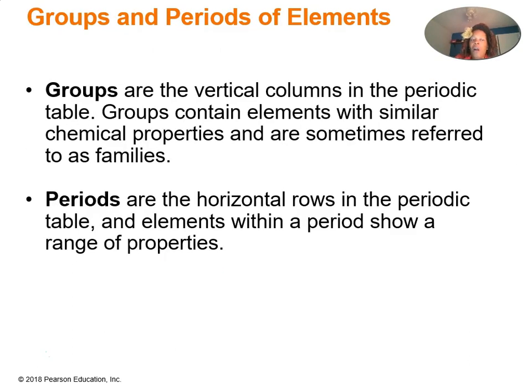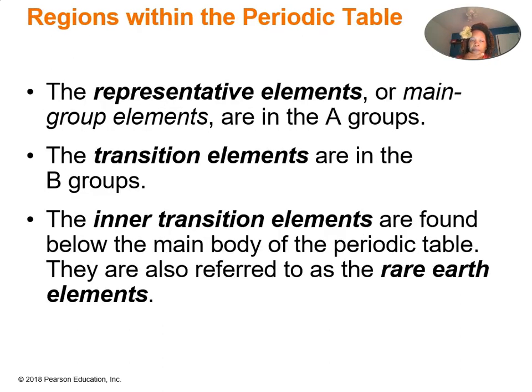Now, as you recall, elements are arranged according to their groups or periods. Groups are also referred to as vertical columns, and there are 18 groups. Those groups are based upon elements with similar chemical properties. When you look at the periods, they go horizontal. They're like horizontal rows straight across. Again, within that row, they have elements that are shown within a range of properties.